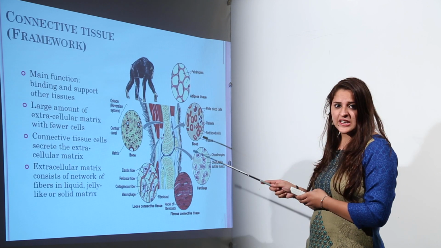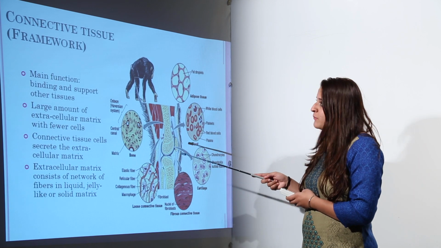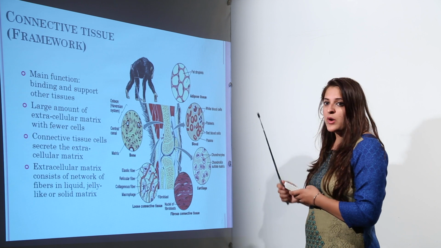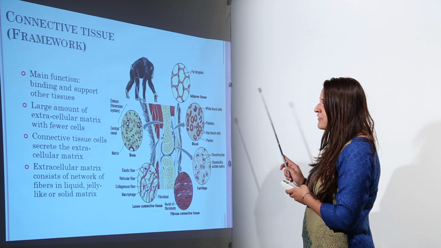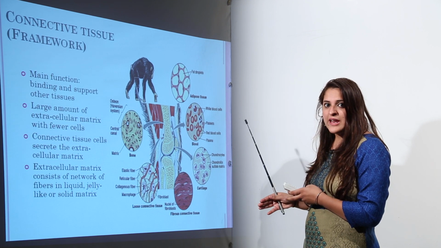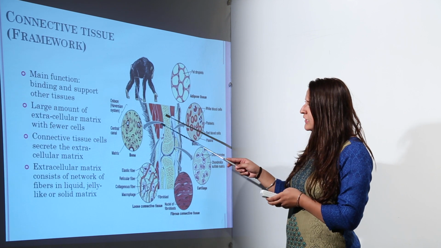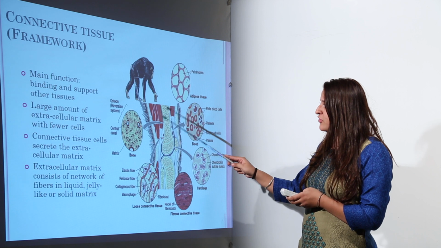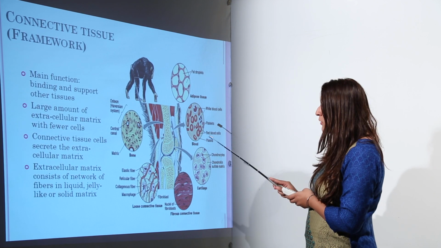The next is the connective tissue. I have already told you about connective tissue; it provides a framework, like it connects one organ to another or it connects tissue to tissue. So, this is a connective tissue. Its function is to provide support to all the tissues. So, it helps in binding of one tissue to another and one organ to another, and hence providing the support. It consists of a large amount of extracellular matrix, but it has fewer cells. So, this is all about connective tissue.